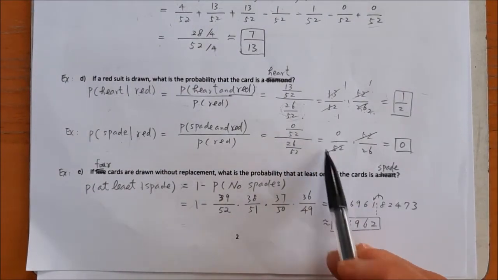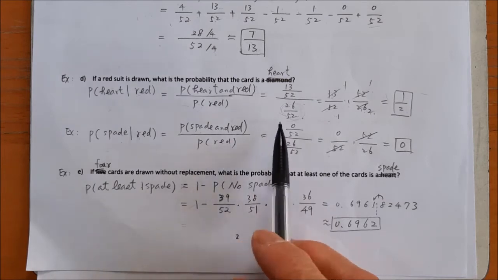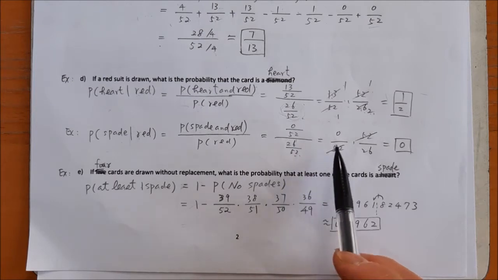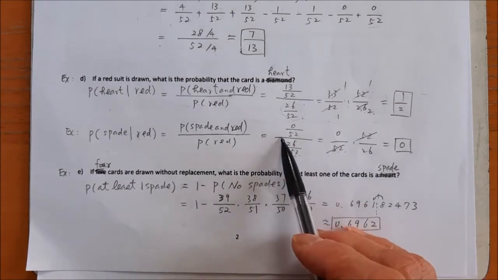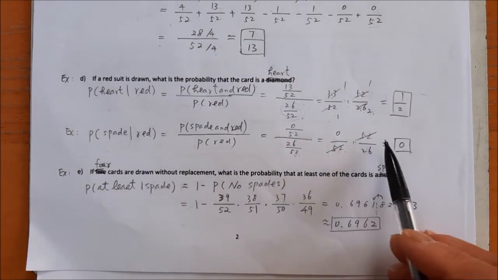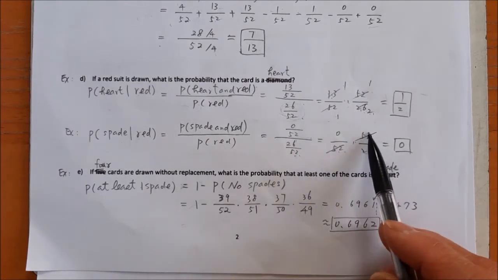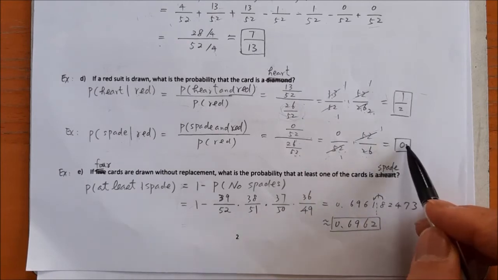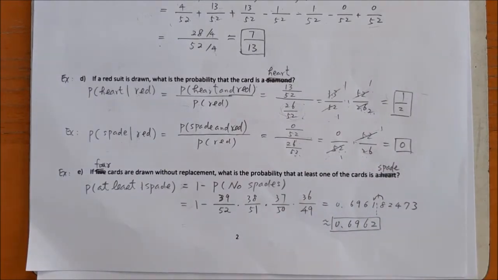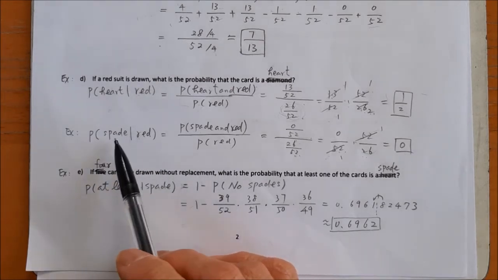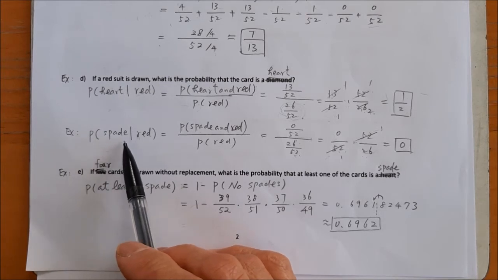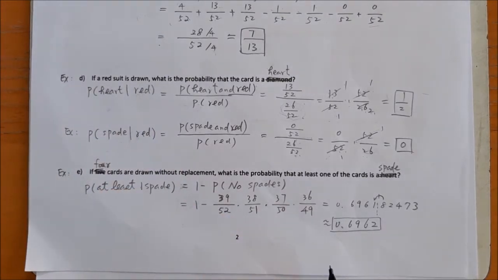The probability is 0. The probability of red is the same as before, 26 cards, 26 out of 52. Then you divide: 0 over 52, long division changes to multiplication by the reciprocal, 52 over 26. Cancel 52, then 0 divided by 26 is 0. So it's a 0% probability of getting a spade card, given the condition that it is a red card.